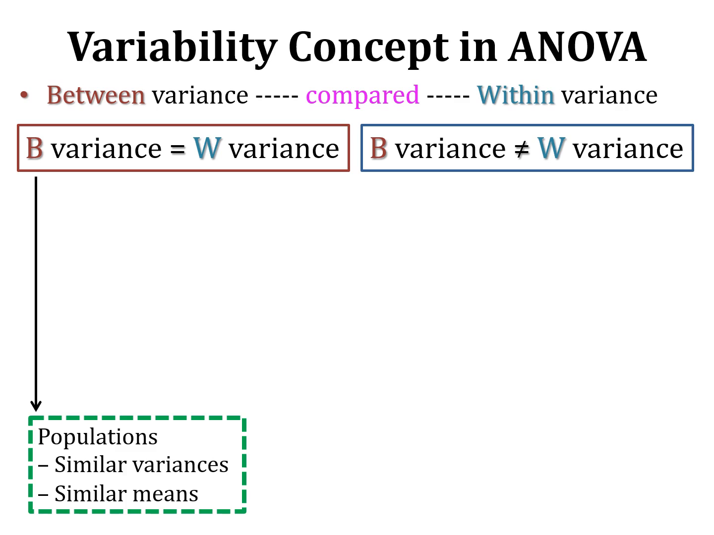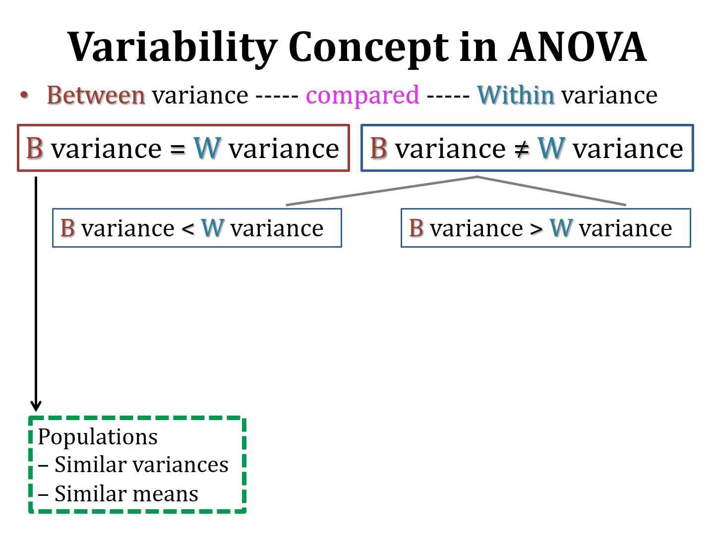So let's talk about the first situation, when we have the between variance equal to within variance. This indicates that populations are with similar variances and similar means. So if the between samples variance is equal to within samples variance, then we can say that these three or more populations have similar variances and similar mean values, because their between variance and within variance are similar.